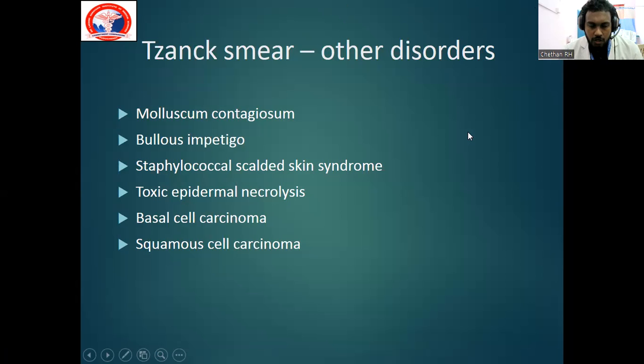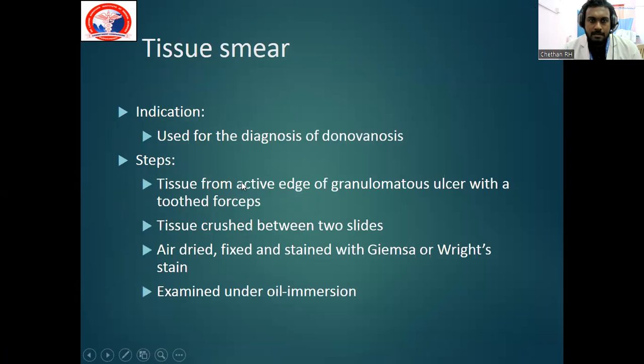Other than autoimmune blistering disorders and viral infections, the Tzanck smear is also useful for the diagnosis of molluscum contagiosum, bullous impetigo, staphylococcal scalded skin syndrome, toxic epidermal necrolysis, basal cell carcinoma, and even squamous cell carcinoma.